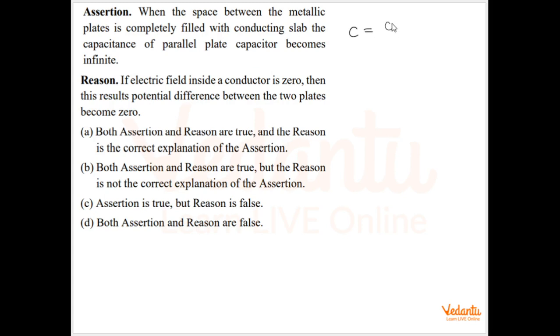Now you can think of capacitance as charge divided by potential difference. And you can think of potential difference as equal to E into d. Now for conductors, you must remember from the chapter electrostatics, inside conductors, the electric field is always equal to 0. And therefore, the potential difference will also be 0. So the reason is true. It is very, very true. But how does that explain the assertion?